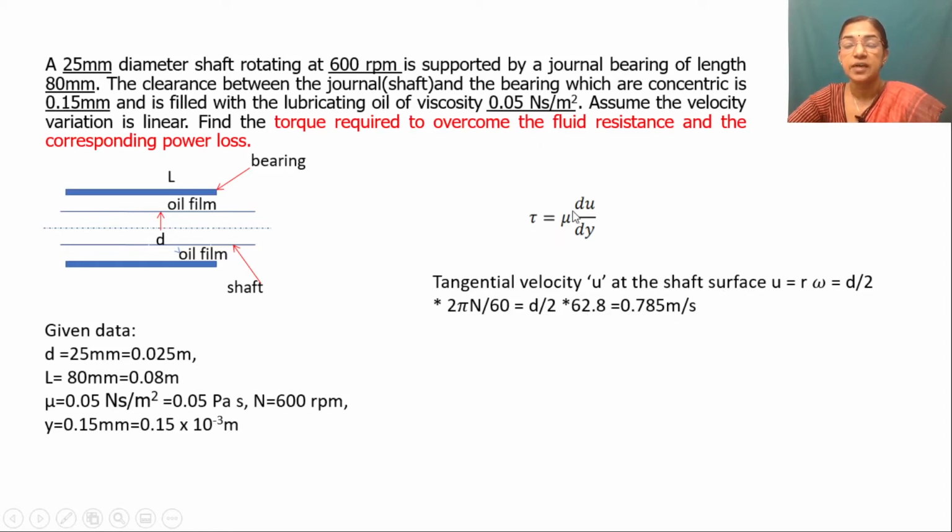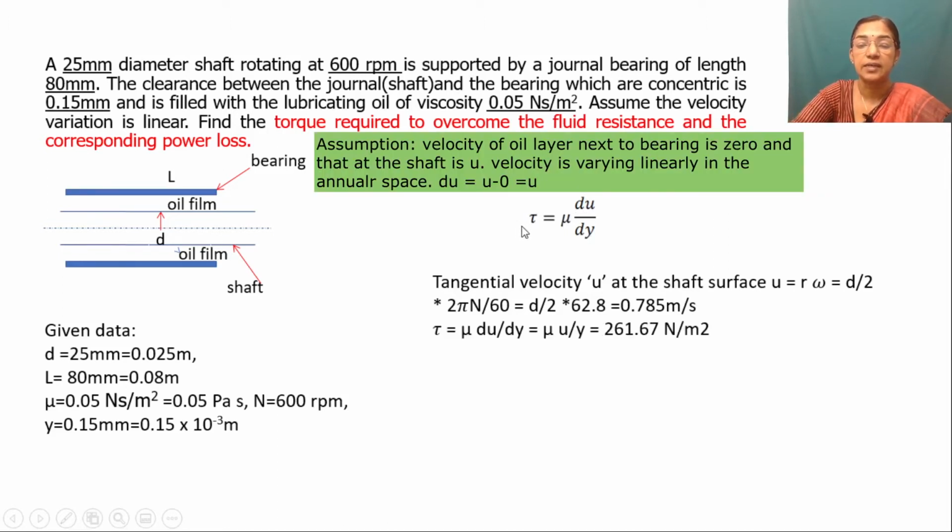In this equation, this value is known and this value we calculated. The next step is to calculate the shear stress. Shear stress equals mu into du by dy, which equals 261.67 Newton per meter square. So the shear stress is known.